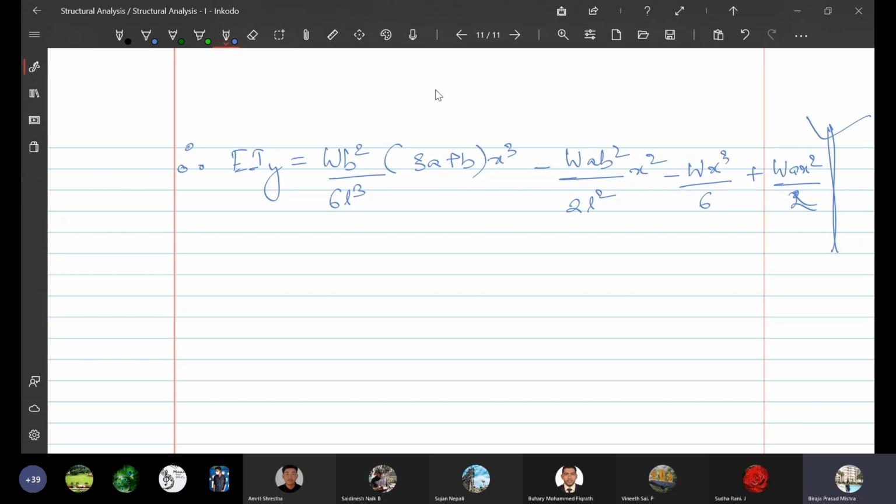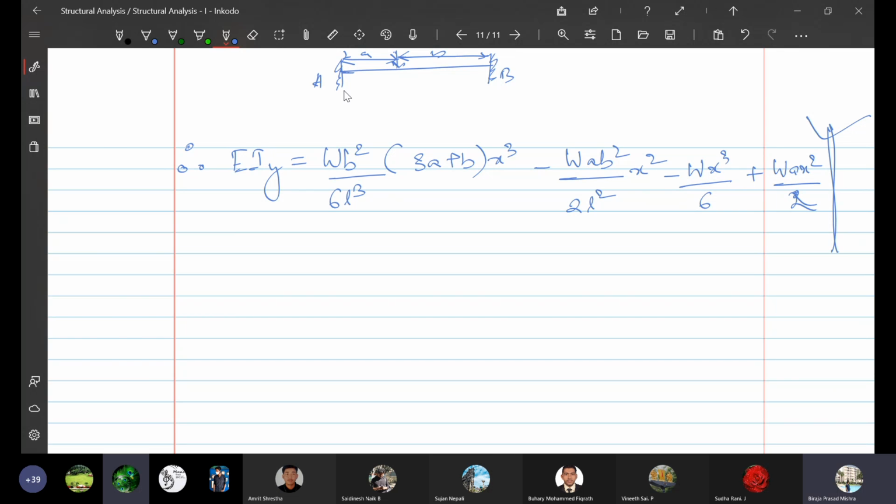Now, please answer one question. I'm discussing this case only. This is a, this is b. From here to here it is a, and from here to here it is b. Now what will be the maximum deflection? Where will be the maximum deflection? At what point? Answer. Where the load is applied, at that point there will be maximum deflection. So what is that point?